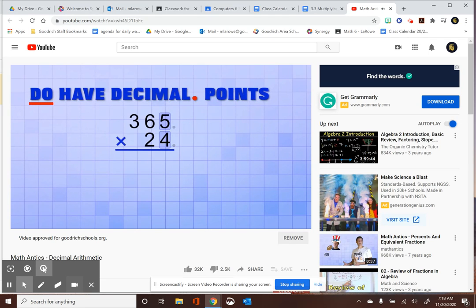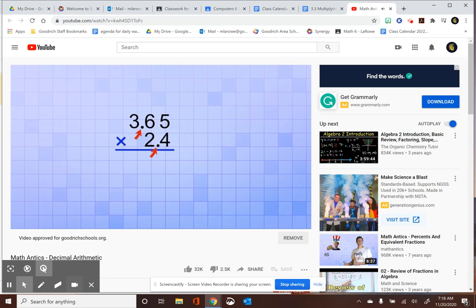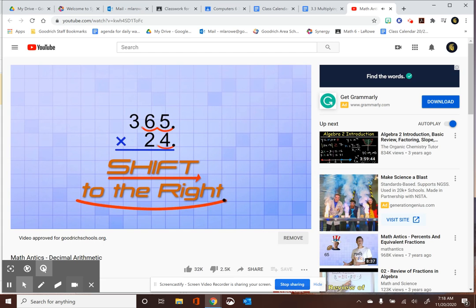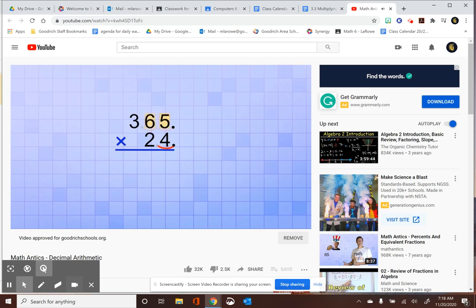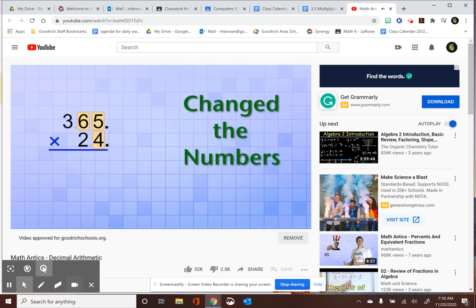We just don't need to show them since there aren't any decimal digits. So, by ignoring the decimal points, what we were really doing is mentally shifting the decimal points to the right. We shifted the top decimal point 2 places to the right, and we shifted the bottom decimal point 1 place to the right. But doing that changed the numbers.